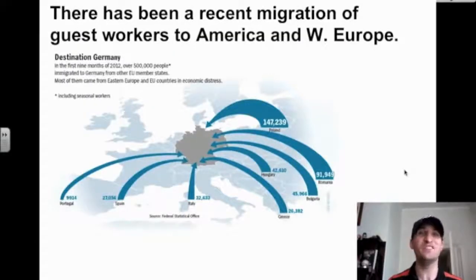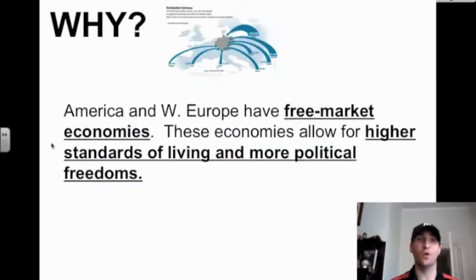There have been a recent migration of guest workers to America and Western Europe. And this example shows you Germany. Why Germany? Well, America and Western Europe, and Germany is included in Western Europe, have free market economies. These economies allow for higher standards of living and more political freedoms, desirable for people.